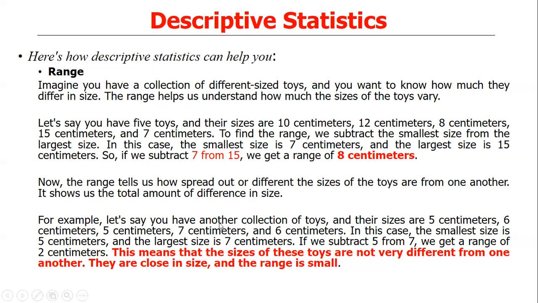For example, let's say you have another collection of toys and their sizes are 5 centimeters, 6 centimeters, 5 centimeters, 7 centimeters, and 6 centimeters. In this case, the smallest size is 5 centimeters and the largest size is 7 centimeters. If you subtract 5 from 7, we get a range of what? 2 centimeters. This means that the sizes of these toys are not very different from one another. They are very close in size, and the range is small.